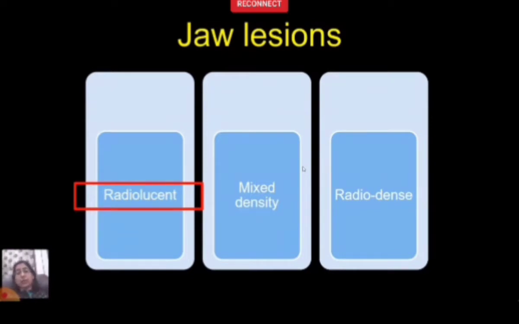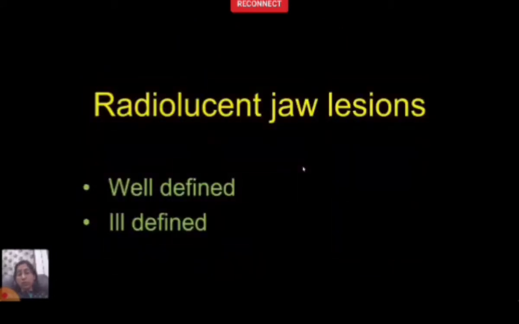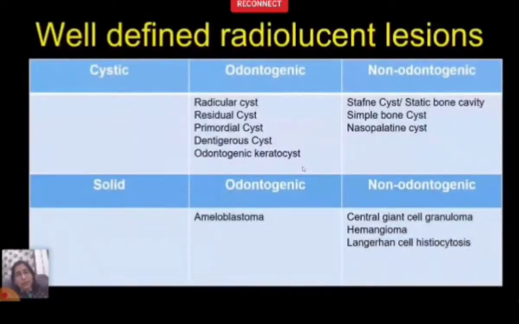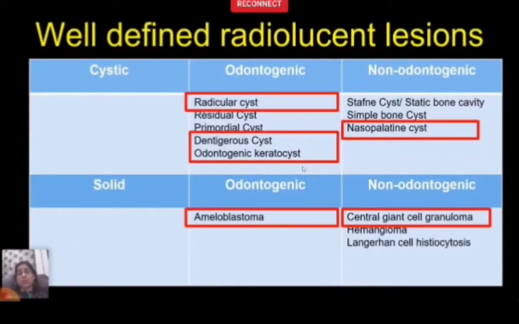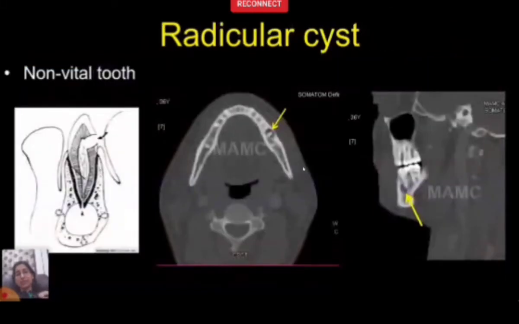And starting with the radiolucent lesions, which form the bulk of the lesions. Nearly 80% of the lesions that come to you for imaging will be actually radiolucent lesions. So I'll spend most of my time here. Radiolucent jaw lesions could be well-defined or ill-defined. And again, cystic, solid, odontogenic, non-odontogenic, there's a huge list. But what I would go through with you in this 30 minutes that I have with you would be a select few common cases.